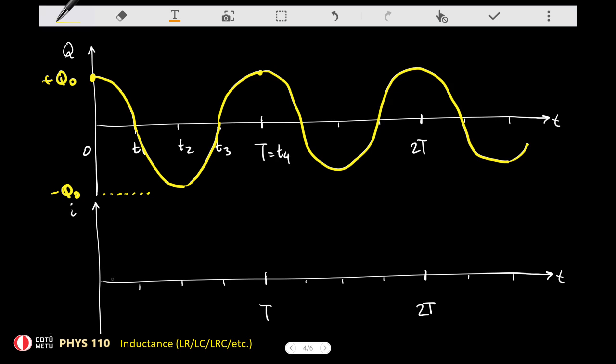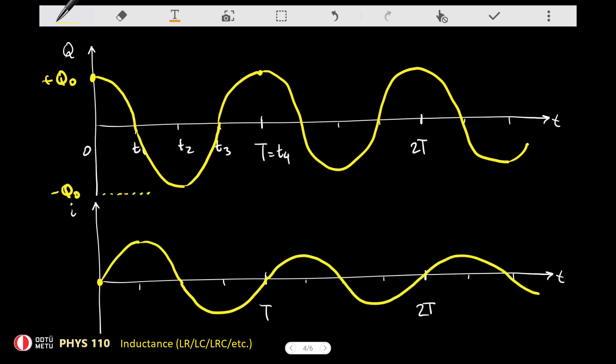It's the same for the current. This time the current starts from 0. It reaches a maximum at some point, and then becomes 0 again, and so on. So this also repeats periodically. What are the current values? I just call this I max, but by the conservation of energy requirement, we can easily compute these. So the minimum current is minus I max, and the maximum is I max.